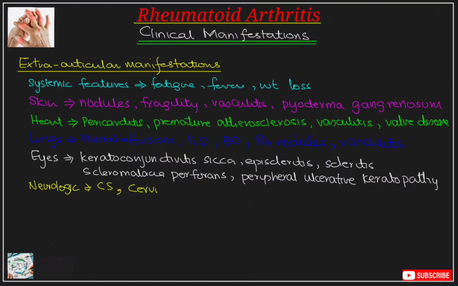One of the more serious neurological complications is cervical myelopathy, which happens when the C1-C2 subluxation compresses the spinal cord, that we have discussed already. This cervical myelopathy can lead to weakness, numbness, and even paralysis if left untreated.